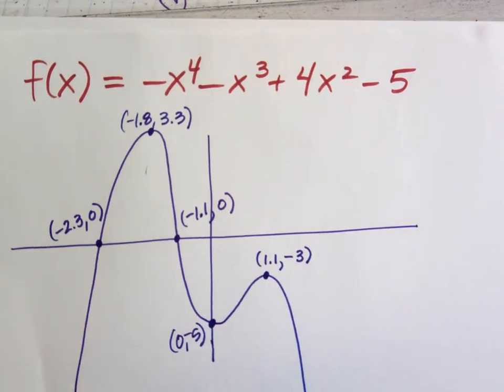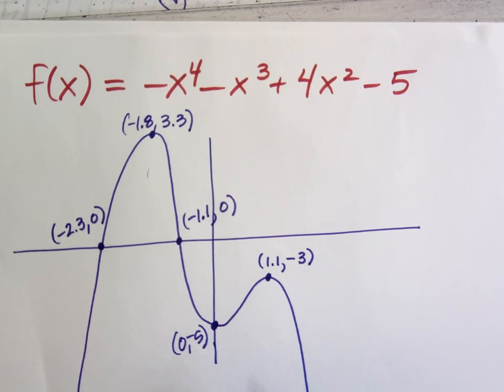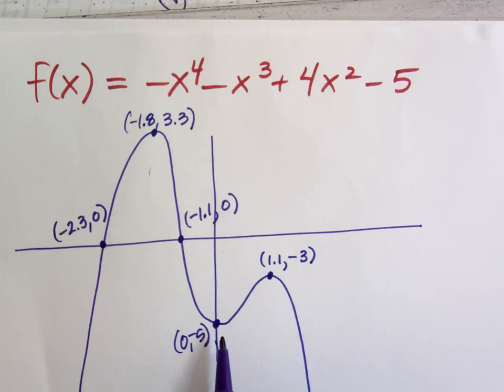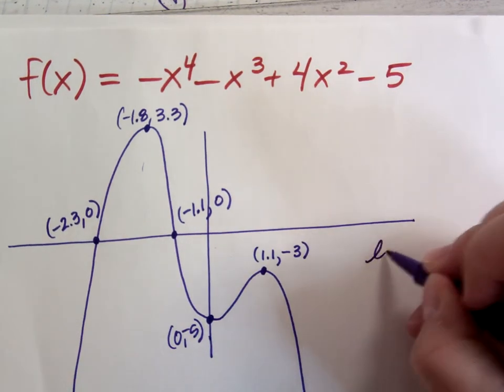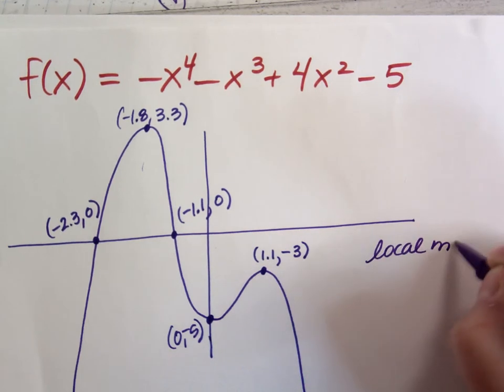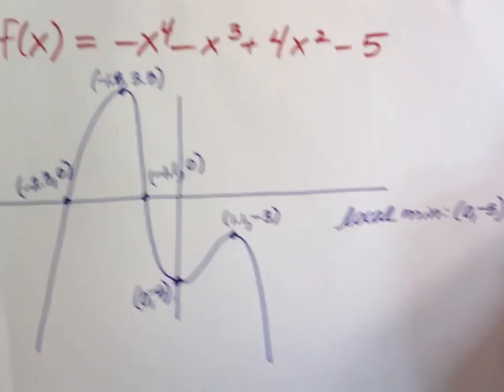Okay, so here are all my key points that I care about because this one actually also serves as the y-intercept. So it's a min and a y-intercept. So let's look at what I've got. I have a local min at 0, negative 5. Technically, that's a minimum value of negative 5.